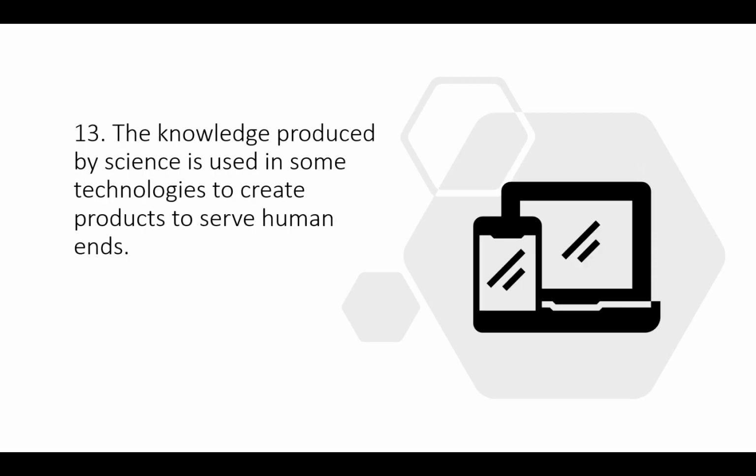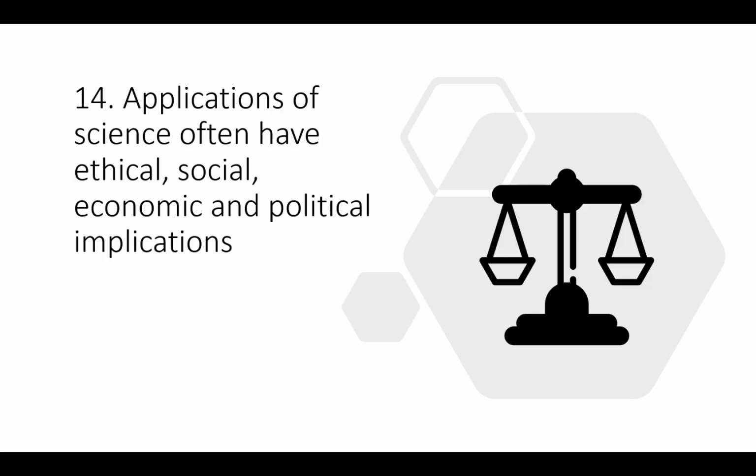The knowledge produced by science is used in some technologies to create products to serve human ends. The use of scientific ideas in technologies has made considerable changes in many aspects of human activity. Advances in technologies enable further scientific activity, and in turn this increases understanding, helping to satisfy human curiosity about the natural world. In some areas of human activity, technology is ahead of scientific ideas, but in other areas, the scientific ideas precede technology. Applications of science often have ethical, social, economic and political implications.